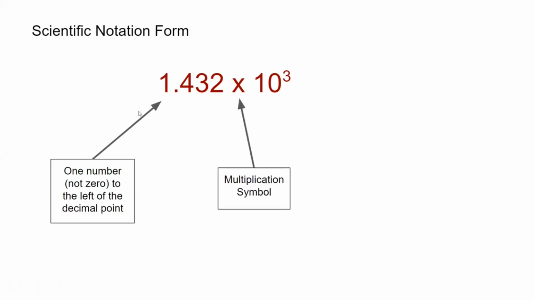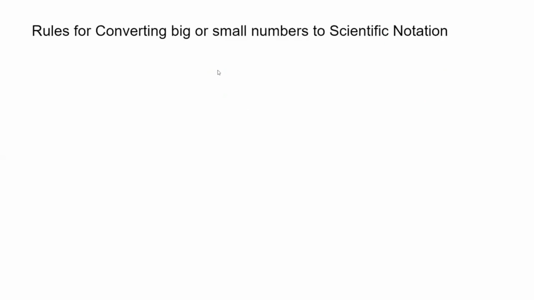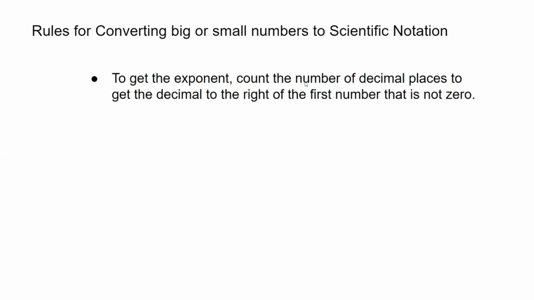Next, we're looking for a multiplication symbol. And finally, we have a 10 to some exponent. And that exponent is either going to be positive or negative. If the exponent's positive, it means we're talking about a large number. If it's negative, we're talking about a small number. Let's talk about the rules for converting big or small numbers to scientific notation.